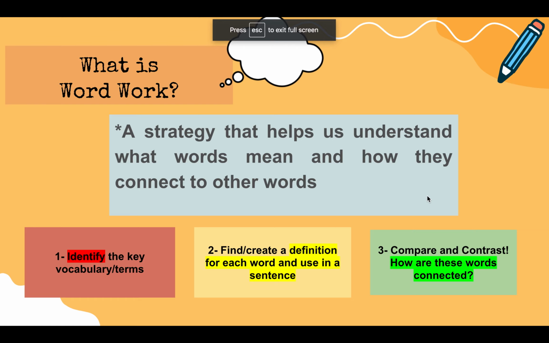So, when you use the word work strategy, remember to identify the key vocabulary words or terms that you're having the most difficulty with, and you have to identify 2 or more words. Find or create a definition for each word and use it in a sentence. This is great when you're working with a partner. And then compare and contrast both of these words. This can be sort of a game when you're trying to figure out how these words are connected, what the similarities are, what the differences are. So have fun with it.